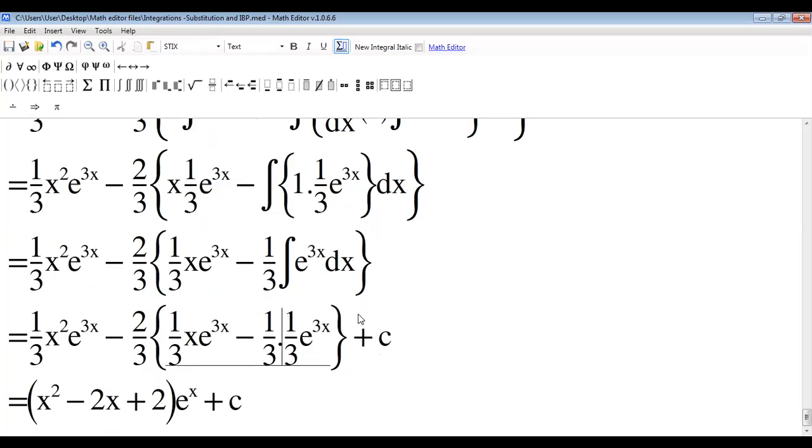So actually what will be common here? 1 by 3 will be common, and e to the power thrice x will be common. So this is actually the result. And for x square, 1 by 3 will be common. So we get x square e to the power thrice x divided by 3 minus twice x into e to the power thrice x divided by 9 plus 2 by 27 e to the power thrice x plus c. This is the result.